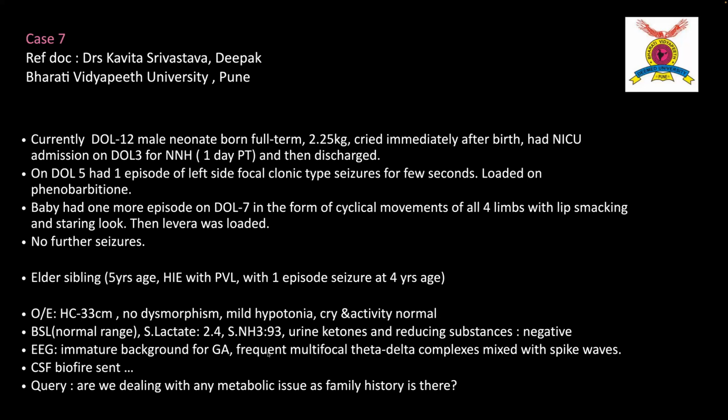There is a history of an elder sibling, currently 5 years of age, born preterm, with an MRI report showing periventricular leukomalacia, who had one episode of seizure at 4 years of age. This baby's head circumference is 33 centimeters. There is mild hypotonia, and the rest of the examination is normal. Metabolic profile, blood sugars, urine ketones, all are normal, sir. EEG showed immature background for age, frequent multifocal theta-delta complexes mixed with a few spike waves. CSF profile was sent. The MRI was also done, sir. We will discuss the MRI.